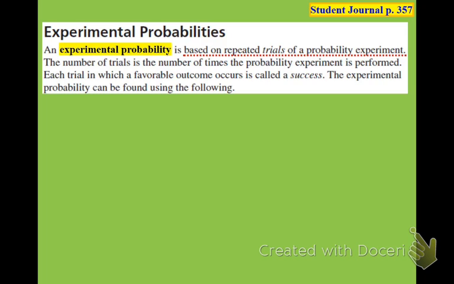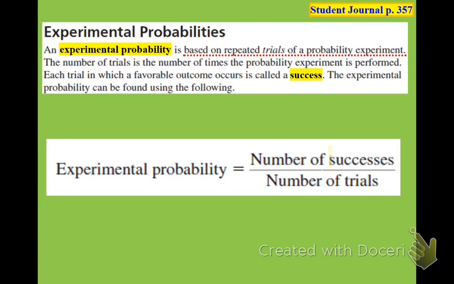Each trial which has a favorable outcome is called a success. So the formula, there's not really a place, you'll just have to write it in, and then kind of highlight it so you can remember it. Experimental probability is the number of successes over the number of trials. So number of successes over the number of trials.